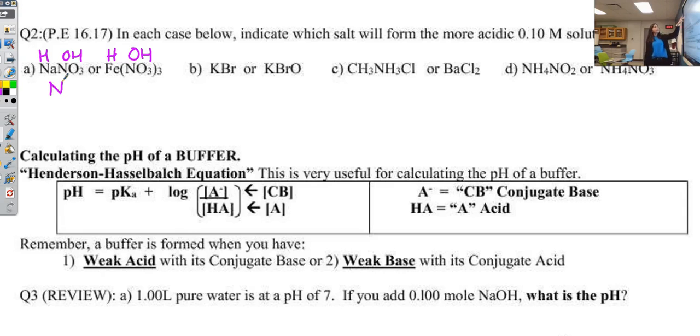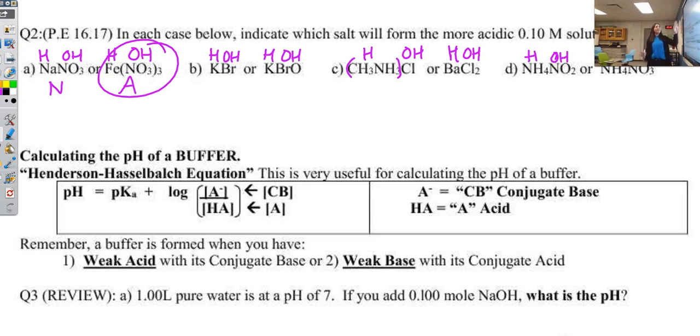Okay, now let's do that same thing to this one. What acid are we getting? HNO3, strong or weak? Strong. What base are we getting? Fe(OH)3, strong or weak? Weak. So if it's a strong acid with a weak base, what do we expect? That it's an acid. So this one must be more acidic. You see how that works? Okay. So go ahead. Let's have you try B, C, and D, and let's see how we do.